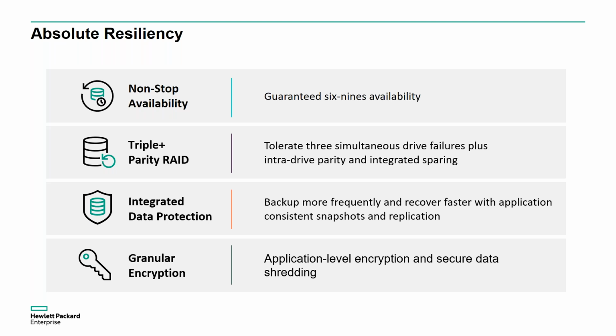This allows us to start using intra-drive parity and even integrated sparing, and what this gives us is the world's most paranoid RAID set for primary storage. Because of that, we can start using that data set as a form of backups, and we can use that for replication as well. We can now use the integrated data protection to integrate backups more frequently with instantaneous recoveries, with application snapshots and replication.